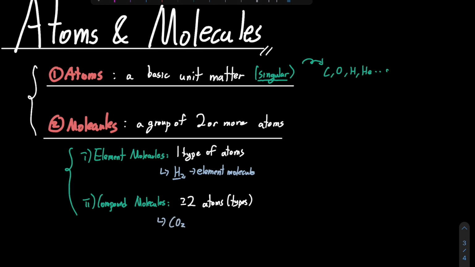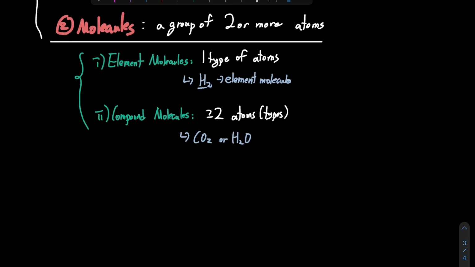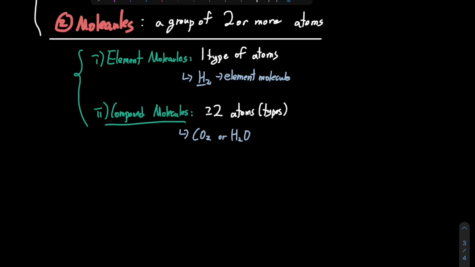or H2O. Now, in these examples, these are compound molecules due to the fact that there are two types of atoms. In CO2 there are carbon atoms and oxygen atoms, so it's a compound molecule.